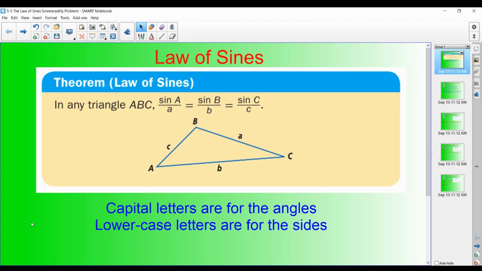Hi, everyone. Today we're going to talk about the law of sines, what it is, and how to solve a problem for it. Today we'll be talking about how to solve for a missing side, and it could also be used to solve for a missing angle.